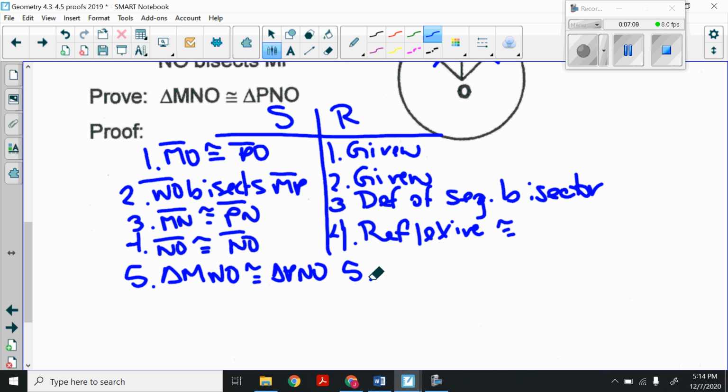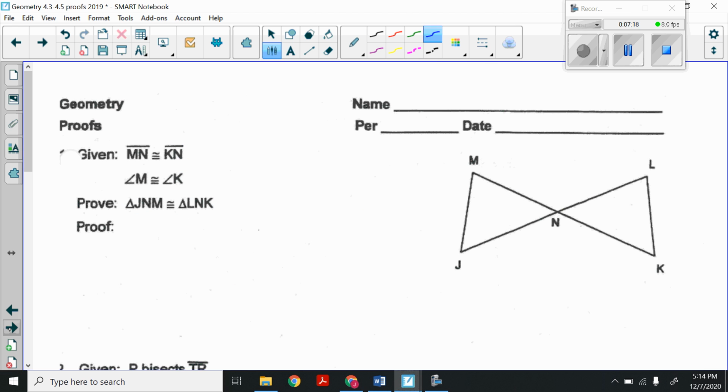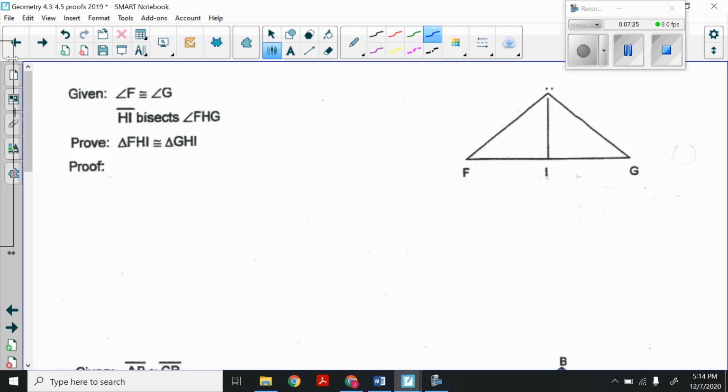And what property do we have? What three things do we know? We know three sides, so SSS. Okay. Let's do some more together. So the next worksheet looks like this. Looks like a homework sheet, but it's not. We're going to go ahead and use it as notes and work these together.